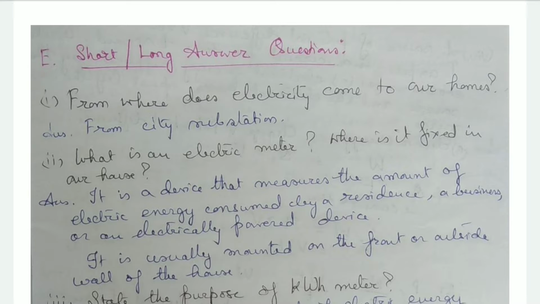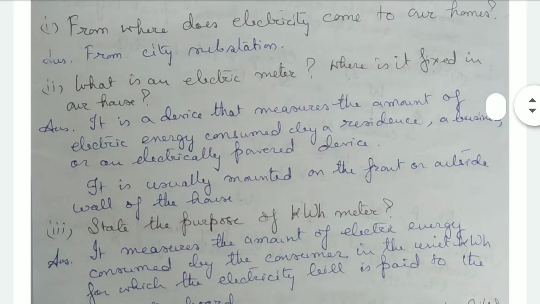In my last two videos on this chapter question answer series, I discussed the objective type questions, and now we'll start with the short and long answer questions. Okay. Now, from where does electricity come to our homes? From city substations.